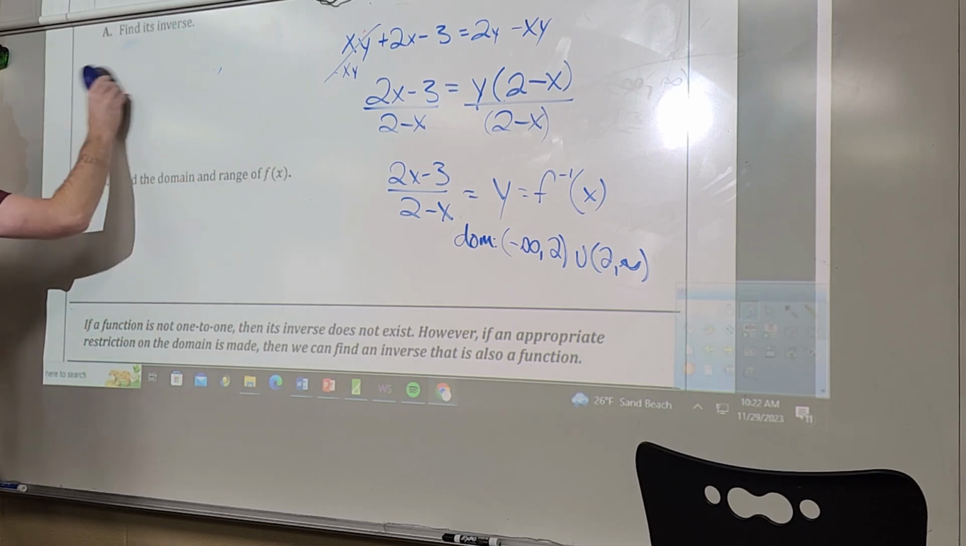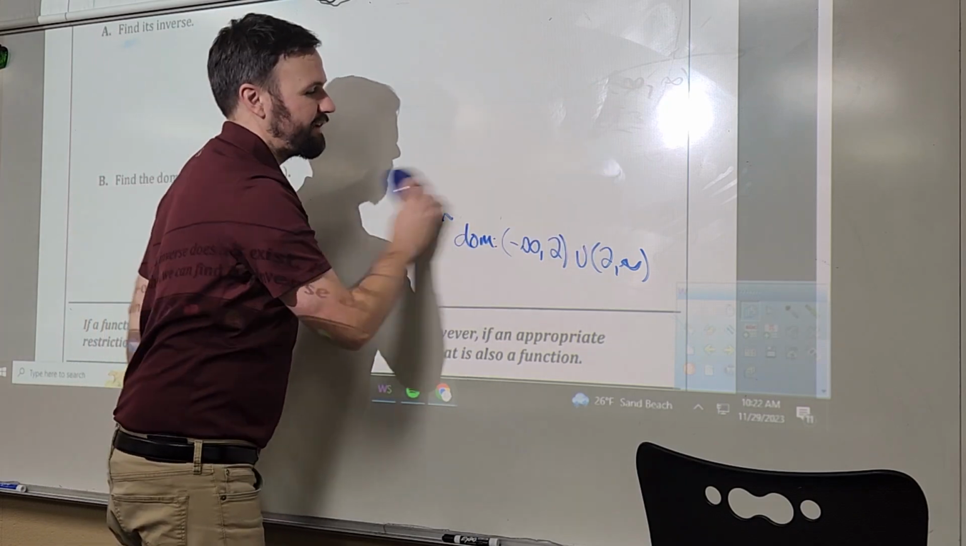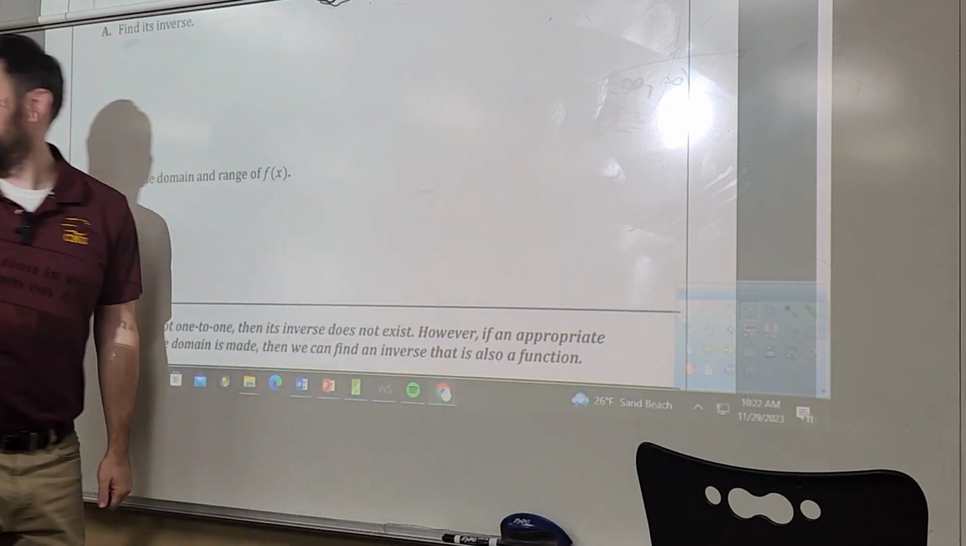Just try to remember, if you get a problem with 2 variables and you can't get rid of them, move them to one side and factor it out. All right? That will work.